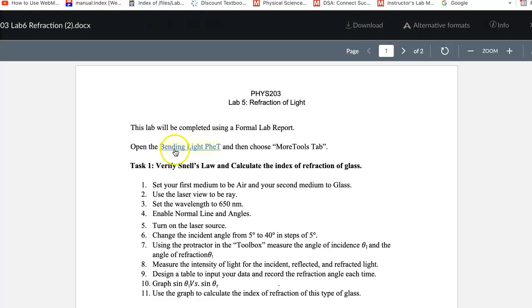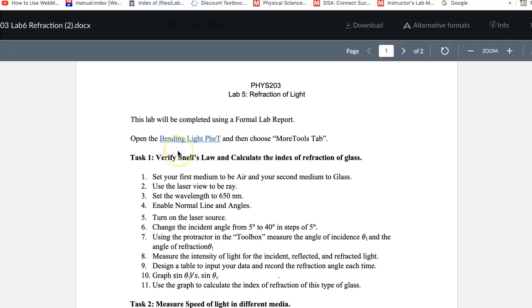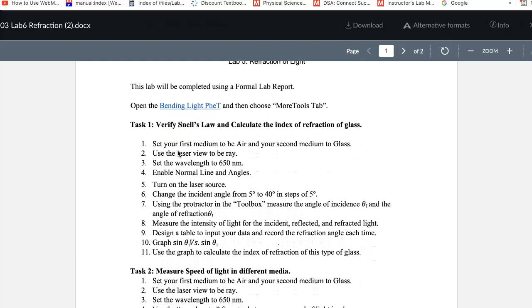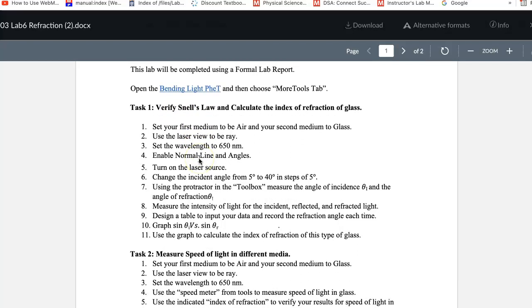Now you are going to open this link, which is going to take you to the PhET, which I will share with you in a little bit. First, we are going to verify Snell's law and calculate the index of refraction of glass. Then I'm going to be jumping between the instructions, the PhET, and the Excel.